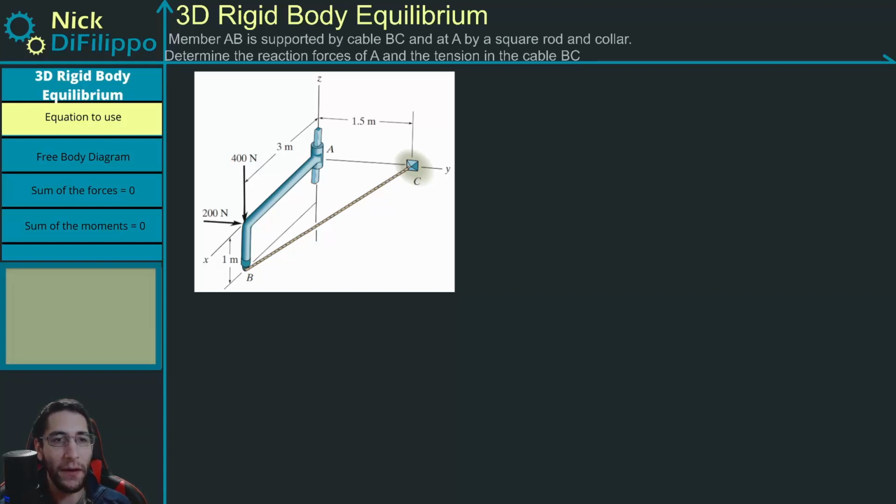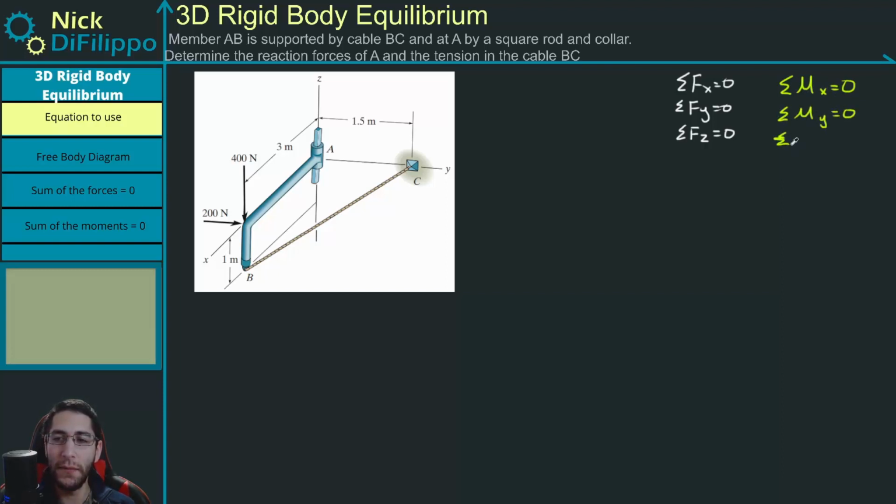For a problem like that, we then need to write down the equations we have to use. So we're going to want to use the sum of the forces in the x equal to 0, the sum of the forces in the y equal to 0, and the sum of the forces in the z direction equal to 0. Additionally, because it's a rigid body, we're going to need to use moment equations. So we're going to have the sum of the moments about the x-axis equal to 0, the sum of the moments about the y-axis equal to 0, and the sum of the moments about the z-axis equal to 0.